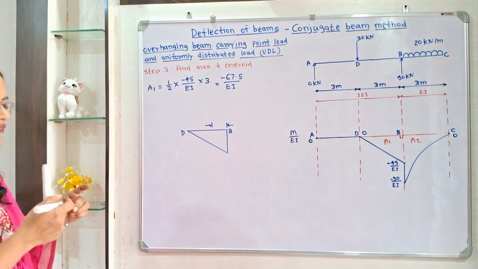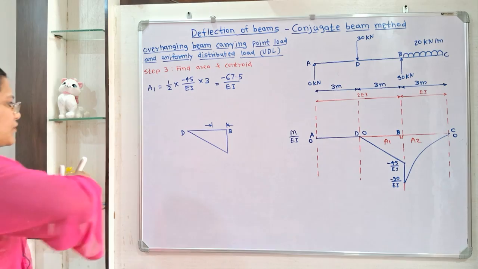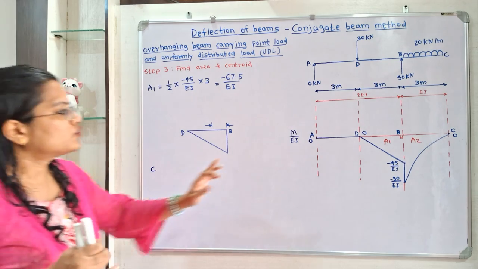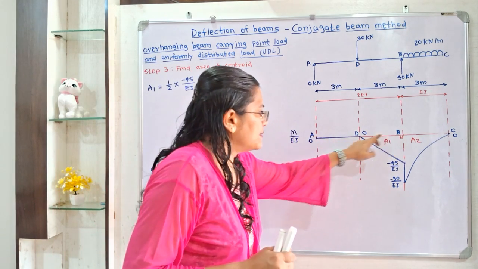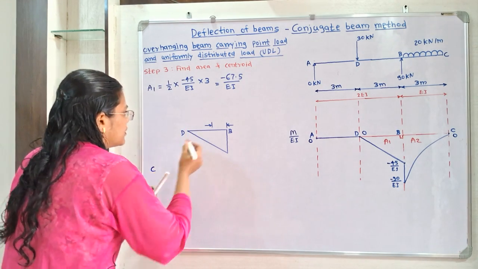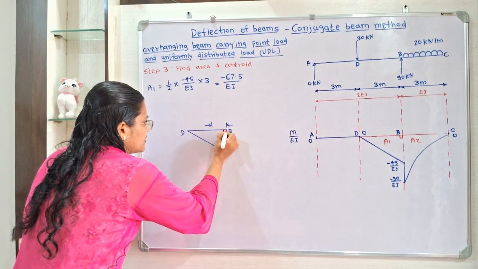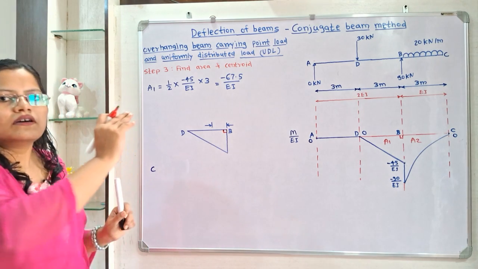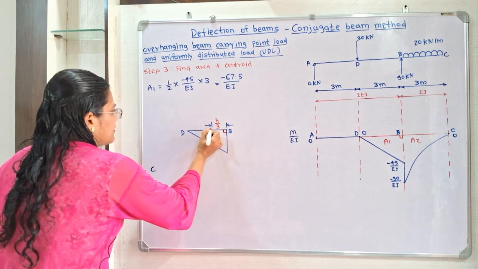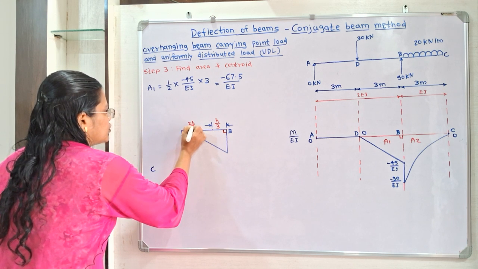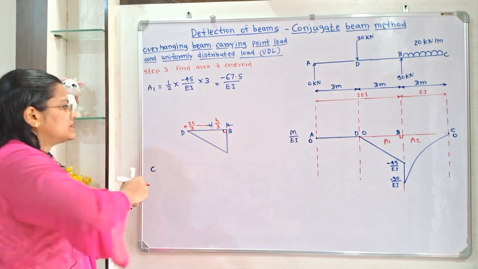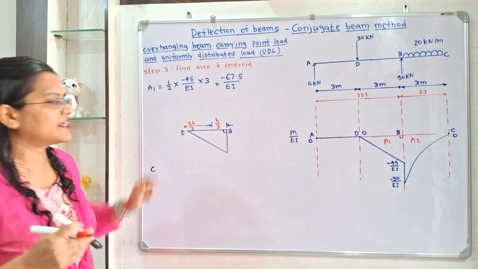Now next we will calculate the centroid C. For this triangle, how to calculate the centroid C? It is along the line DB. Now if we observe, here is the perpendicular. From this perpendicular point, the distance of the centroid is equal to h by 3, and the remaining distance is 2h by 3. So this is an important point.